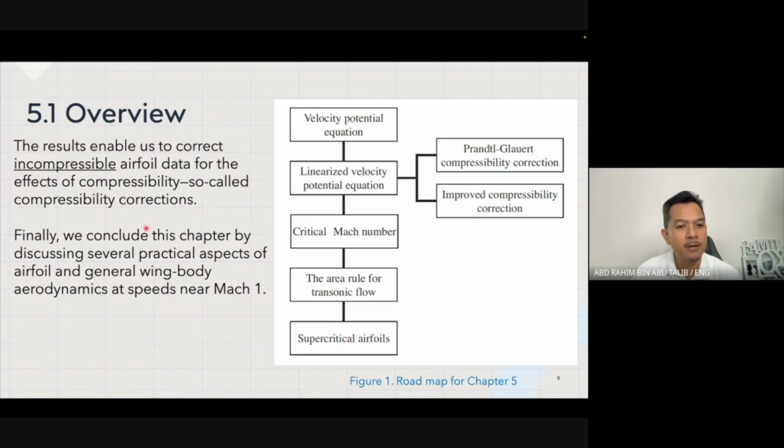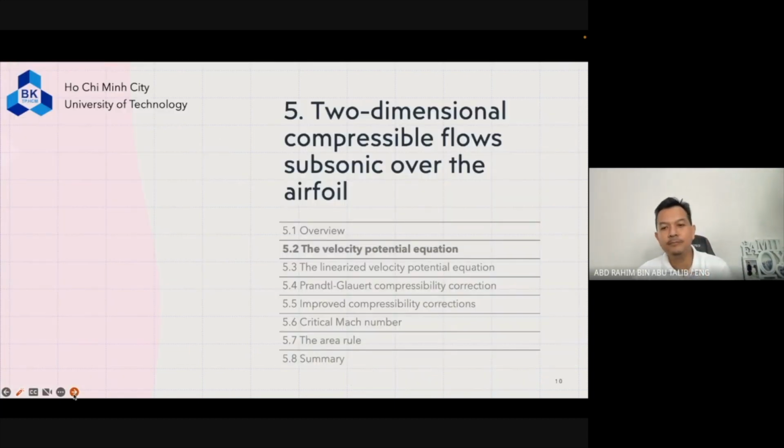And of course, we are also going to look into improved compressibility correction. At the same time, we will conclude this chapter by discussing several practical aspects of airfoil and general wing-body aerodynamics at speeds near Mach 1. So we will look at the critical Mach number and the area rule for transonic flow. We are not going to go into supercritical airfoils. So basically, that is the roadmap.